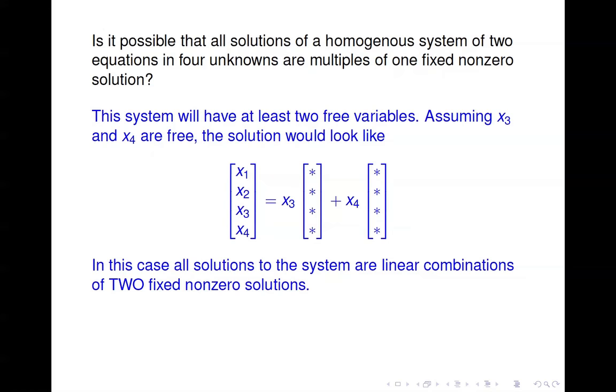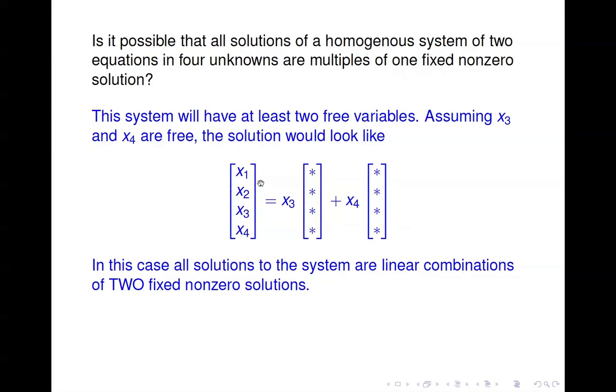All right, another one. Is it possible that all solutions of a homogeneous system of two equations and four unknowns are multiples of one fixed non-zero solution? Okay, homogeneous system, two equations and four unknowns. Okay, so if you think about that, we've got two rows and four columns, so we have at least two free variables, right? So if we wrote our solution in parametric vector form, assuming we had two free variables, then it would look like this.